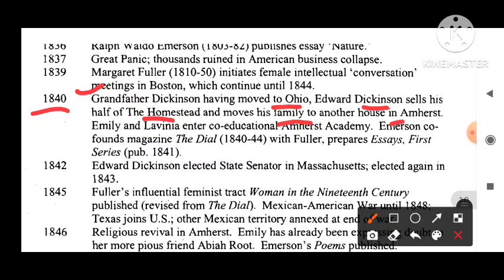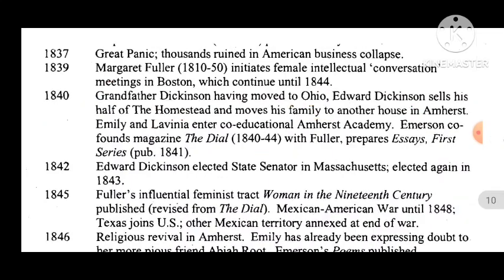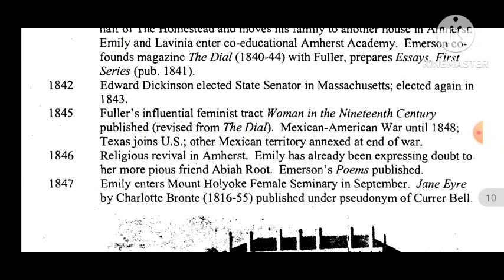Emily and Lavinia enter co-educational Amherst Academy. So Emerson co-founds the magazine The Dial, 1840 to 44, with Fuller, prepares essays and first series publication 1841. 1842, Edward Dickinson elected state senator in Massachusetts, elected again in 1843.